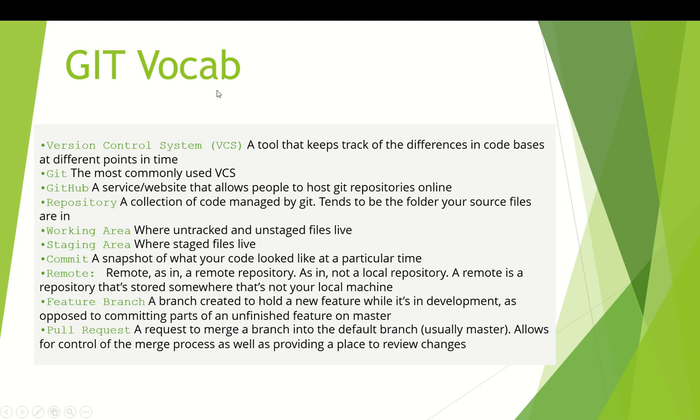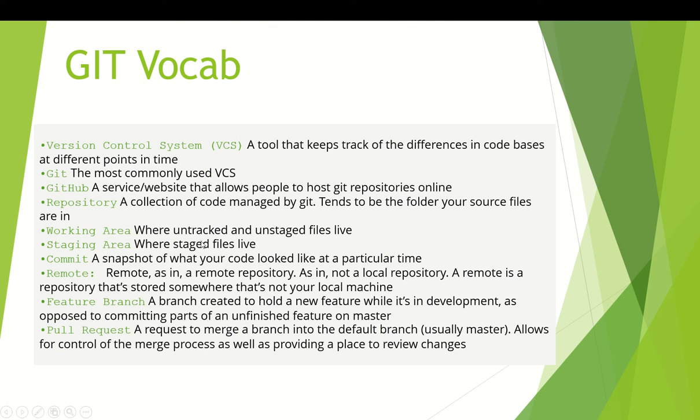Now some Git vocabulary or terminology we use when we work on the Git version control system, that is VCS. DVCS is a distributed version control system. Git is most commonly used as a VCS. GitHub, and we discussed that a repository is nothing but a collection of code managed by Git. And work area, staging area, commit, these we will discuss.